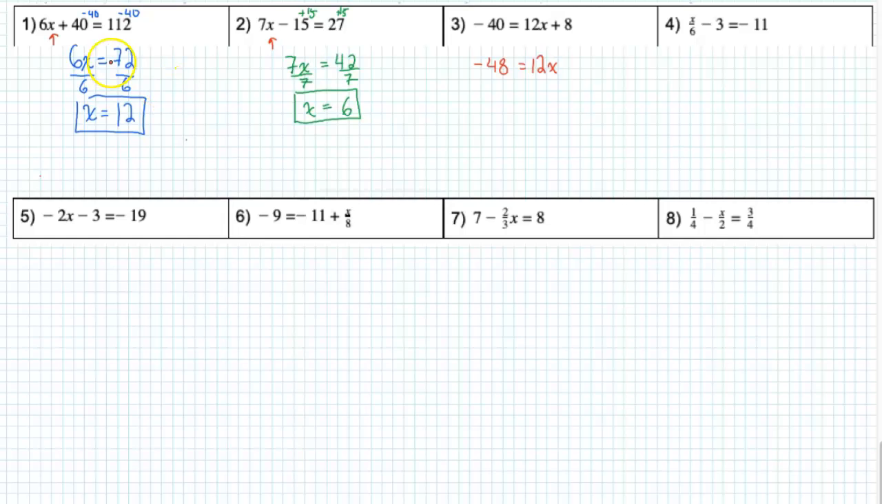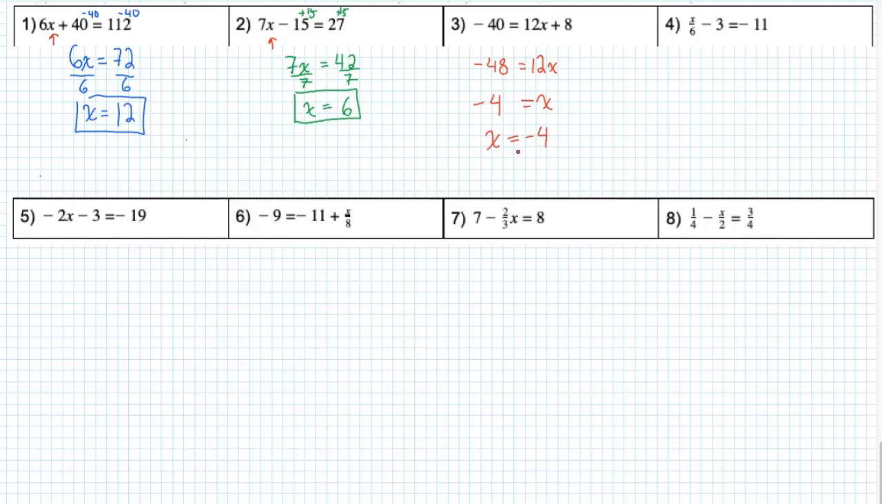Looking back on the other questions, you can see my equal signs go down in a vertical manner. I'm not working sideways. I'm always working vertically. Okay. I want to undo this multiplication, so I'm going to divide both sides by 12, and that will leave me with x here is equal to negative 4. Then I can rewrite that, if I really want to, as x equals negative 4.